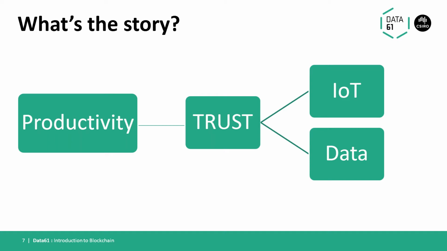So what blockchain gives us, and we'll go through how it does this, is an ability to have integrity with information systems that we didn't have previously. And we can do that not only for data, but we can also do that for devices as well.